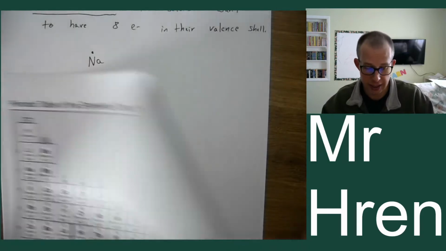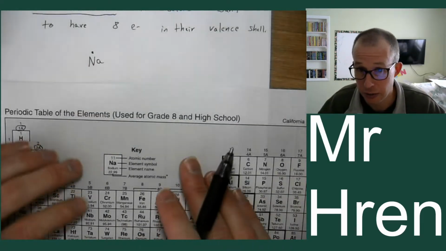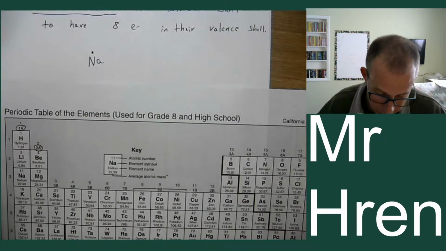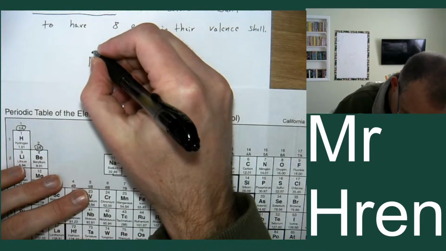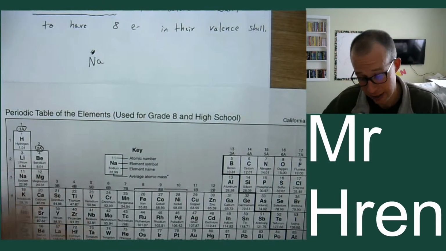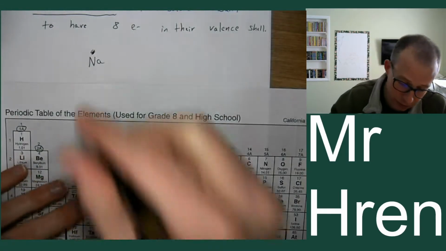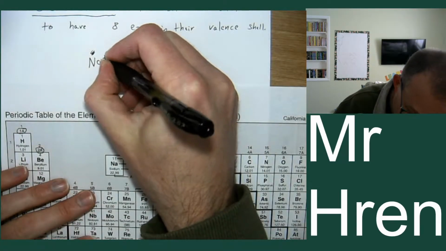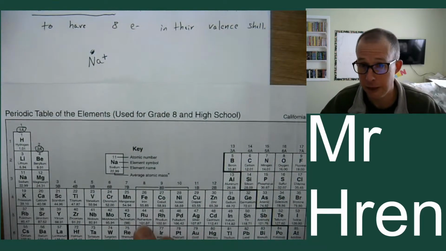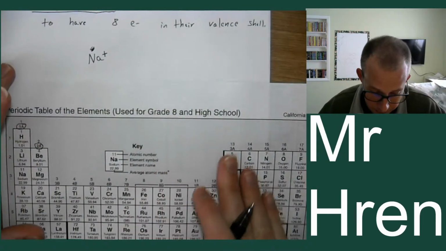Now, sodium is lazy. All atoms are lazy. They're going to do the thing that requires the path of least resistance. So what sodium will do is get rid of this electron. It's going to give it away in compound formation, and sodium will become a positive ion. So it'll become like neon.